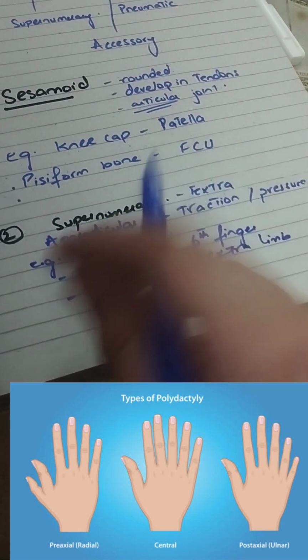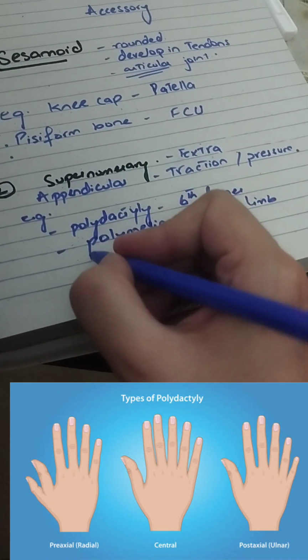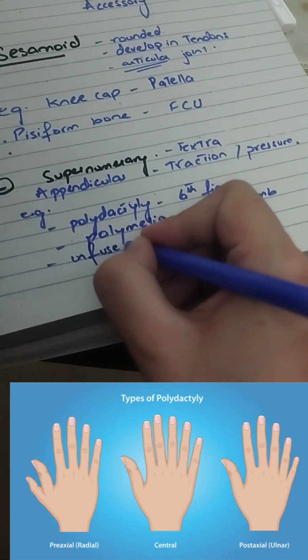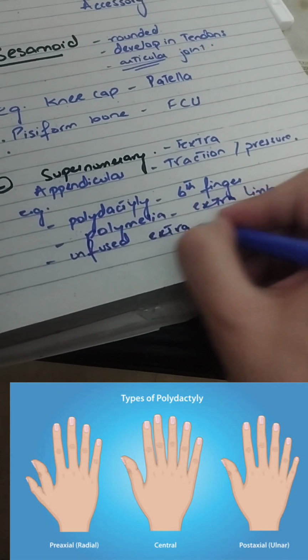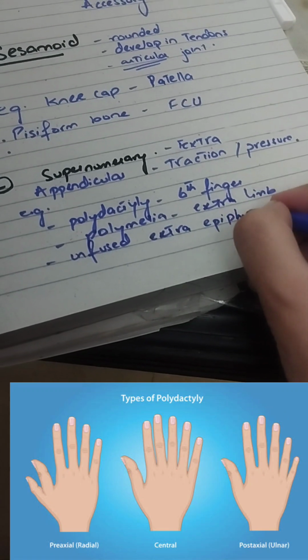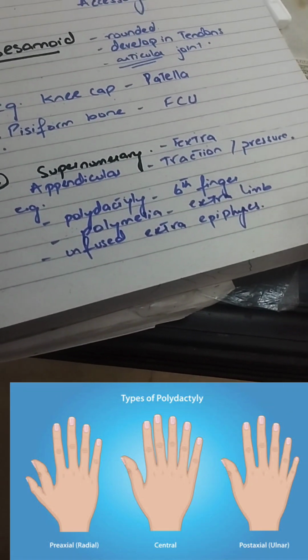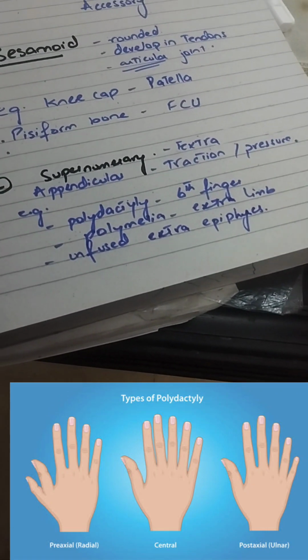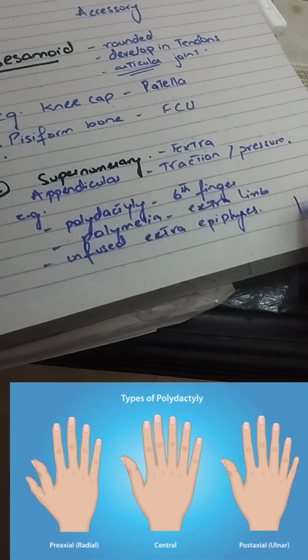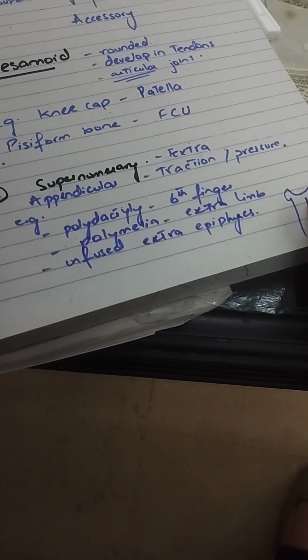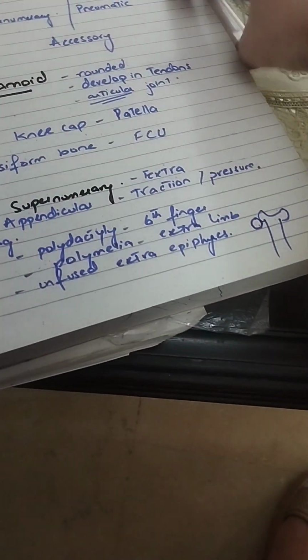It also includes those bones that have an unfused extra epiphysis. In some cases, an extra epiphysis is formed from an extra center of ossification, and that remains unfused with the rest of the long bone. That can also be called a supernumerary bone. For example, this is a typical epiphysis, but an extra one forms here, unfused and remains here. That is a supernumerary bone.